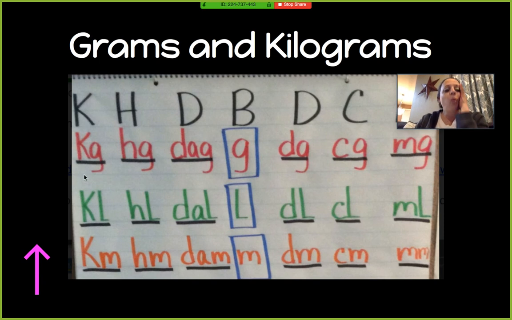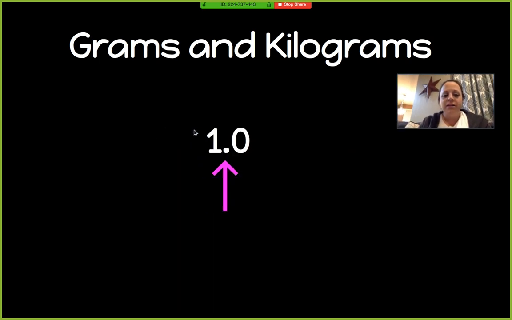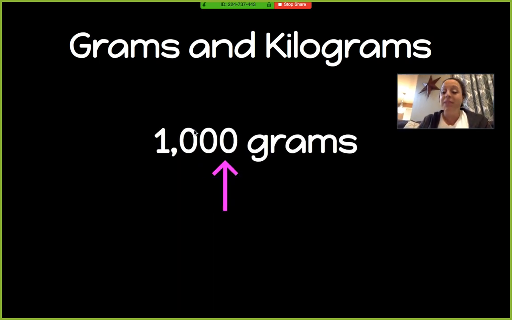Okay, 1 kilogram, and we're trying to get to grams because we want to know how many grams, right? So we're moving that decimal point 1, 2, 3 places to the right, which gives us 1,000. Guys, there's 1,000 grams in 1 kilogram. That's an easy one to just memorize too. So 3 decimal places.